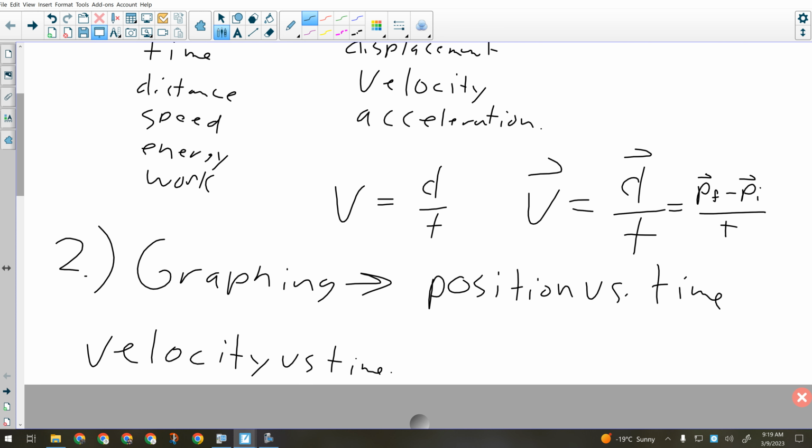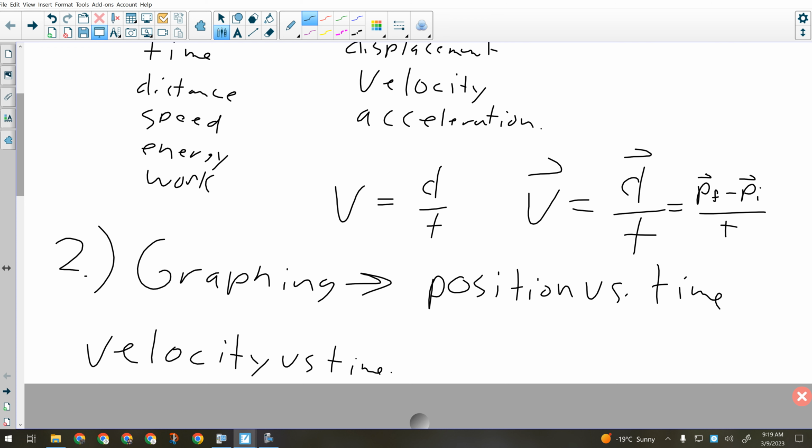Next thing, graphing. We have position versus time and velocity versus time graphs. Those are the two we went over. We did a lab on each. Am I going to ask you to do the same things on the unit exam I asked you to do in the lab? Yes. Not just almost definitely, just definitely. I'm going to ask you to do all of those same things.